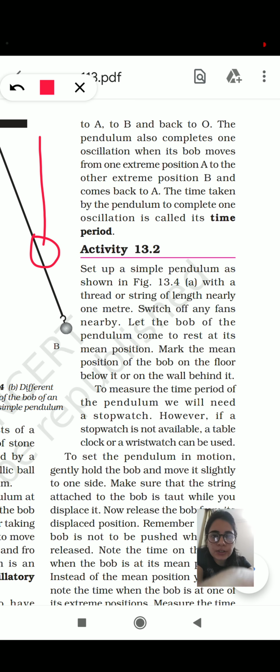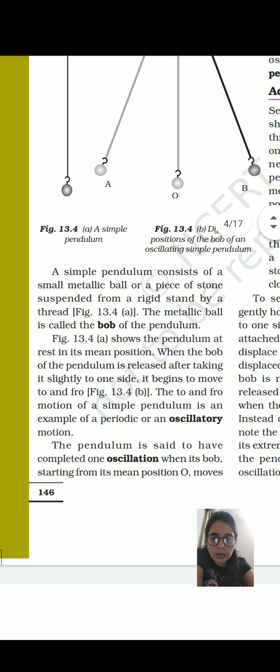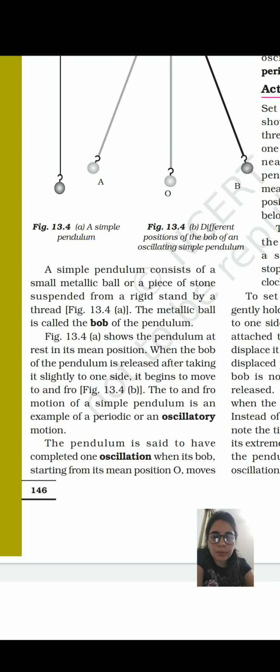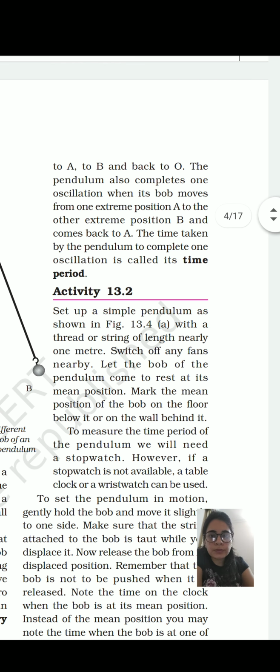So oscillation, I'm going to repeat again. The pendulum is said to have completed one oscillation when the bob, starting from mean position O, moves to A and then to B and then back to O. The pendulum completes one oscillation starting from O and reaching back to O again, or starting from A reaching back to A again, or starting from B reaching back to B again. That is called one oscillation. And the time taken by the pendulum to complete one oscillation is called the time period.